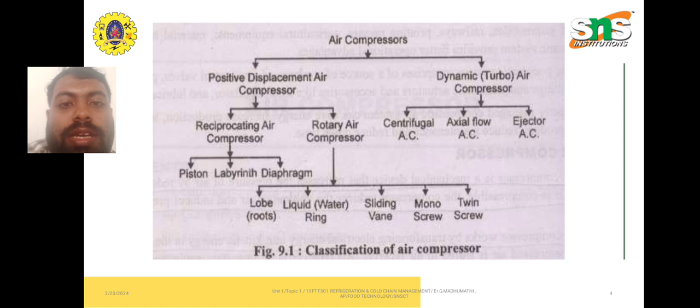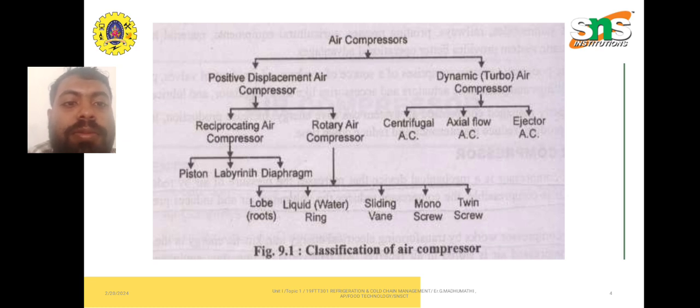Air compressors. There are various types of air compressors. Number one, it is divided into two types. One is positive displacement air compressor, the other is dynamic or turbo air compressor. The positive displacement air compressor is further divided into reciprocating air compressor and rotary air compressor.